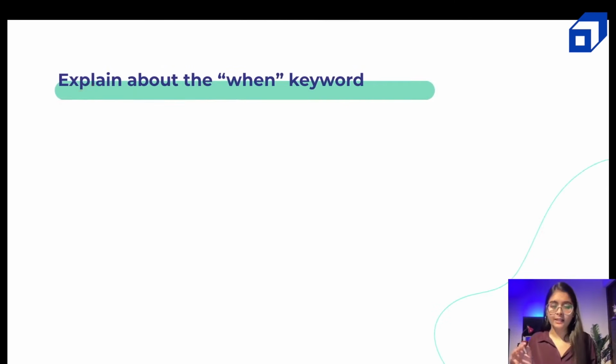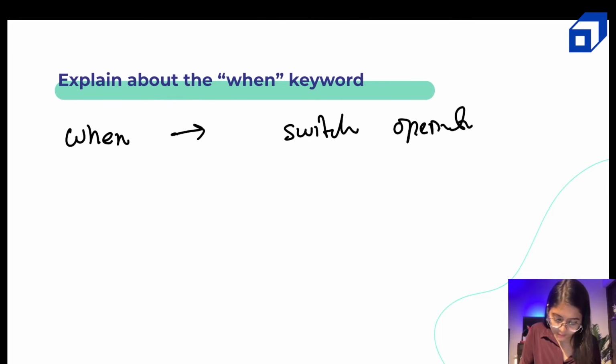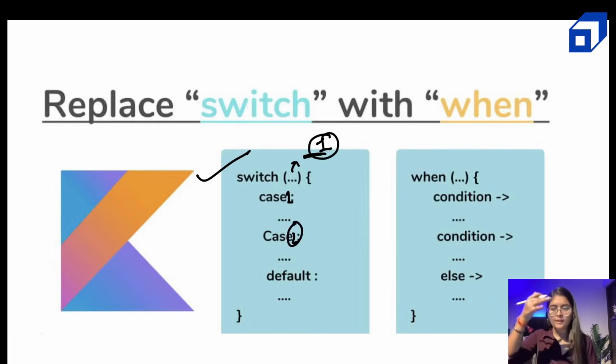Explain about the when keyword. So the when keyword in Kotlin is used to substitute the switch operator in Java. In Java we used to have switch, and this was the syntax. A condition here, and let's say if the value is 1, 2 or 3, we'll have cases like case 1, case 2, and a default case. If the value matches one of these cases, then we run that piece of code, right?